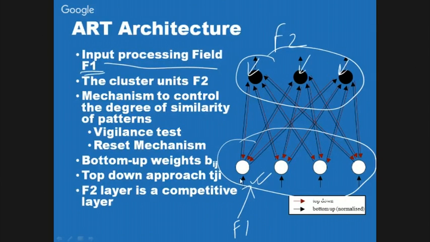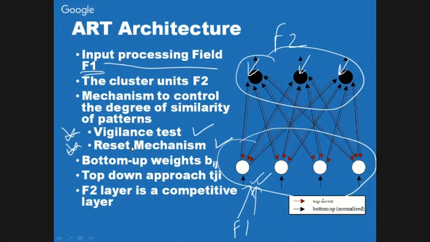That means when you are inputting the pattern, it will say whether it belongs to cluster 1, or cluster 2, or cluster 3. So to find out the degree of similarity of patterns, we use the vigilance test, and another is a reset mechanism. This is a very important module in case of ART. One is your vigilance test, another is your reset mechanism.